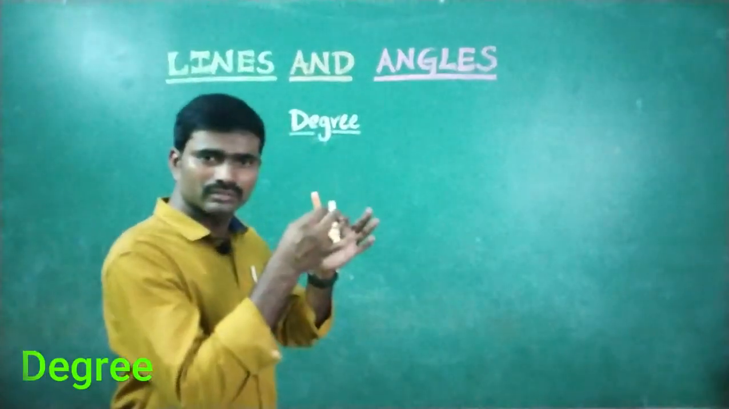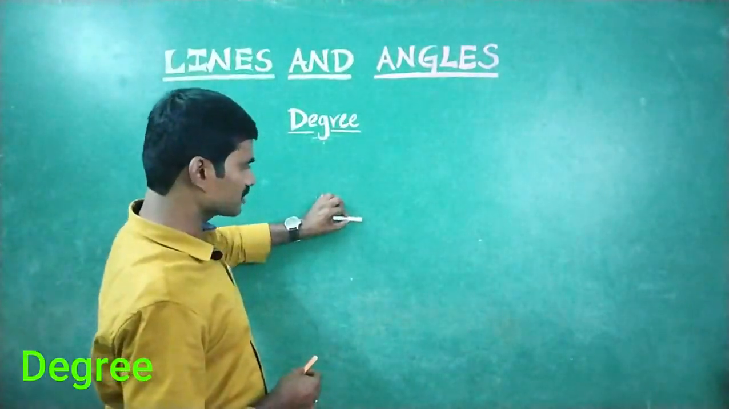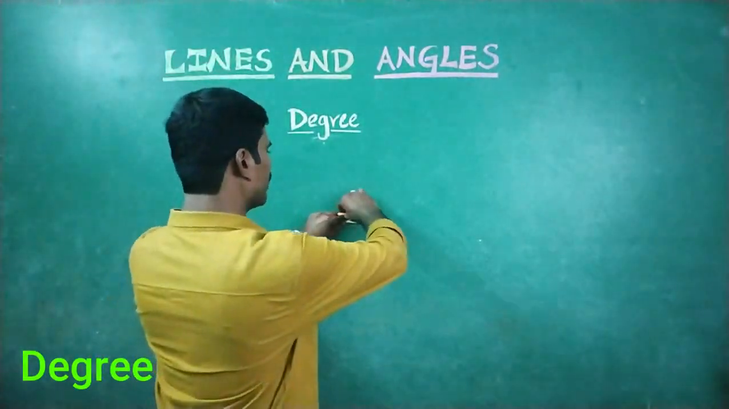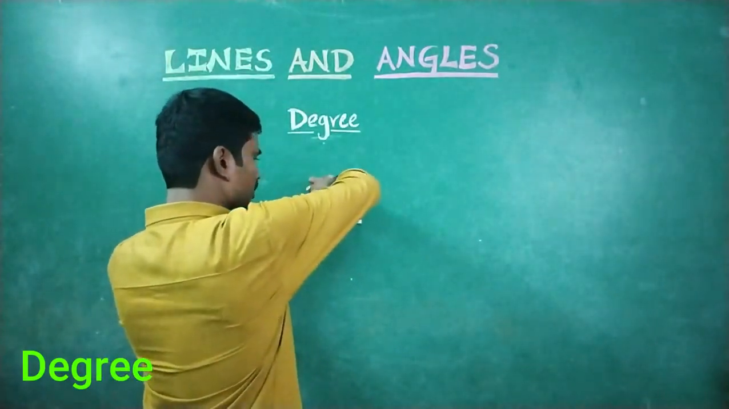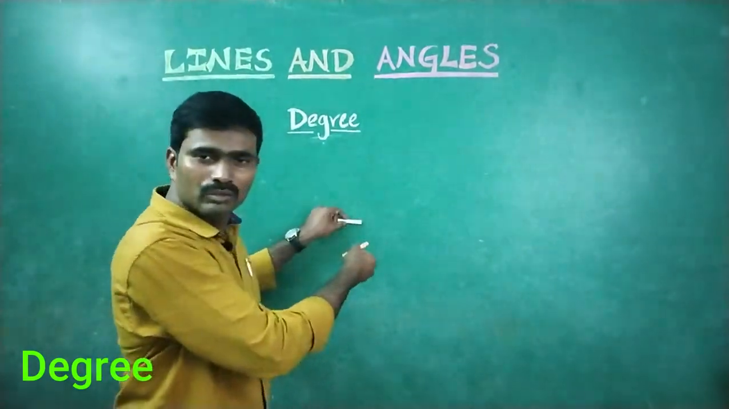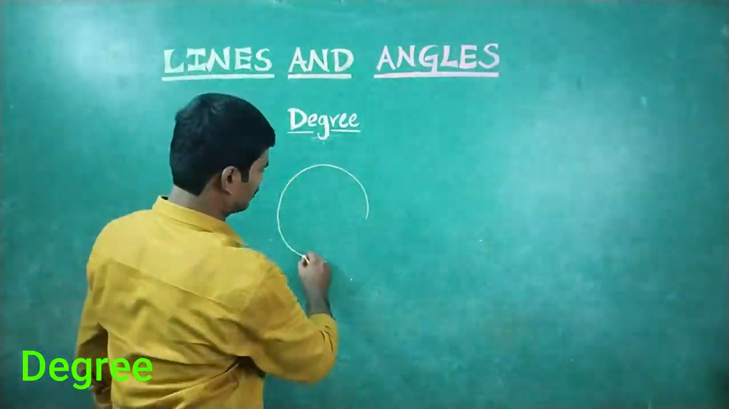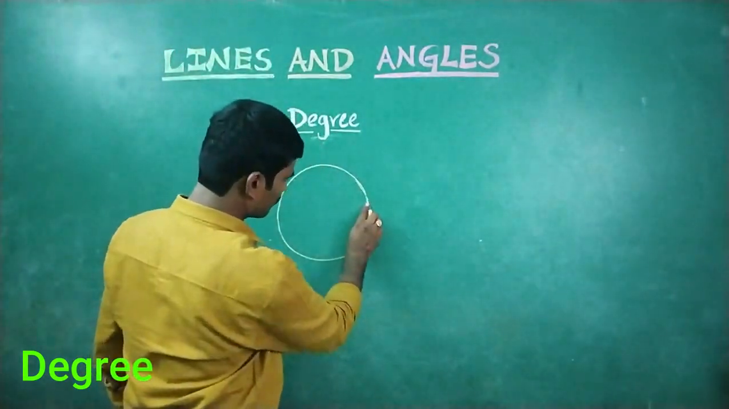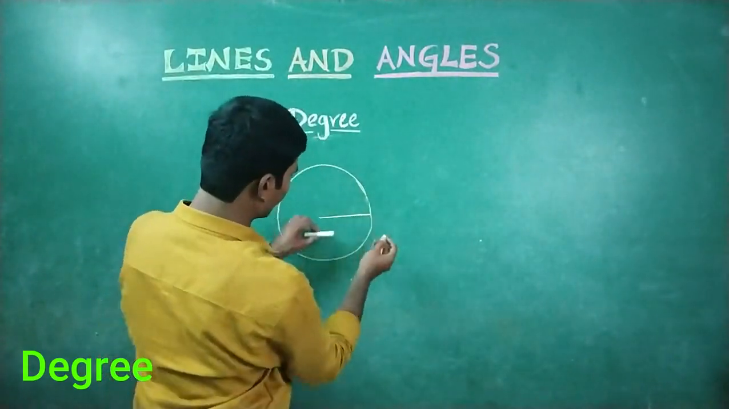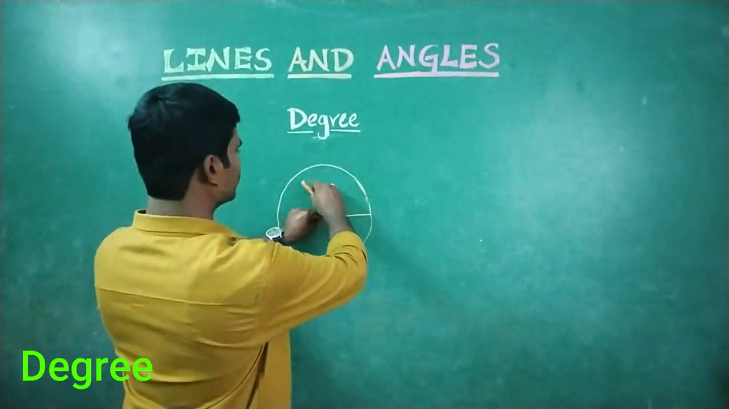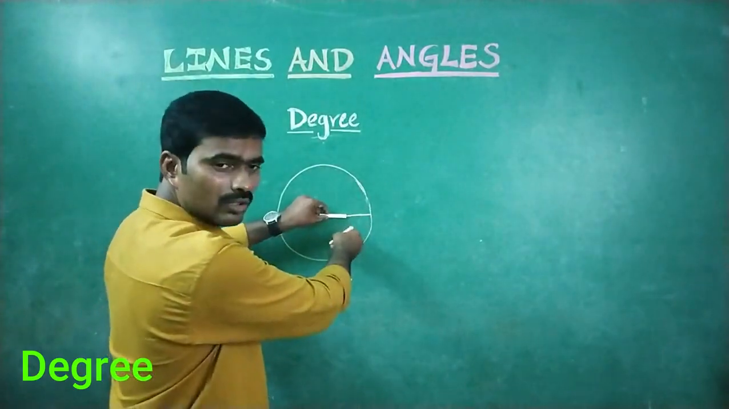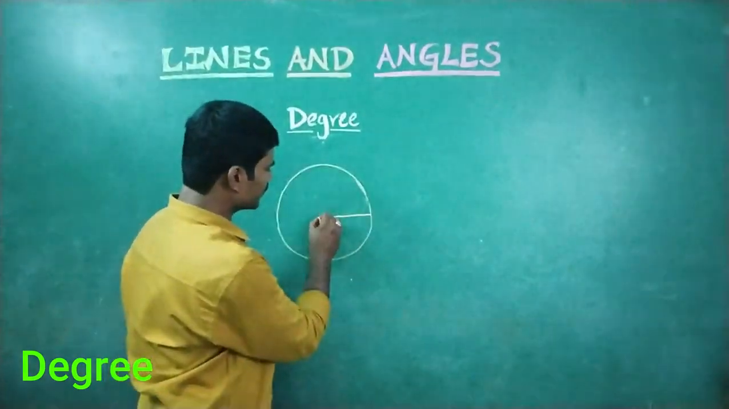Suppose I take two rays like this. This is called the initial ray. This is the terminal ray. I move this terminal ray, then one rotation will be completed like this. This is the initial ray, this is the terminal ray. Moving like this, one rotation will be completed.